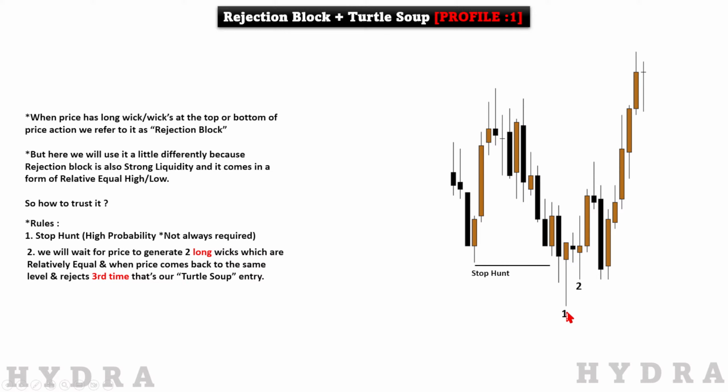Do you guys see it? So we have the first wick right here after the stop hunt, right? And then we have our second wick right here. Now at this 3rd level we will take our entry, but how to trust it? We need more confirmation.